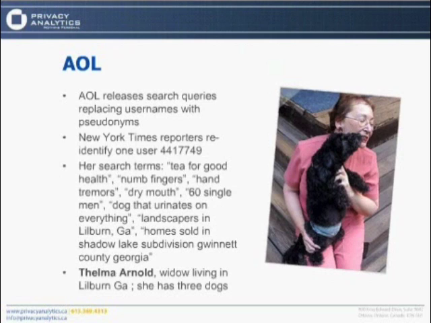So user 4417749 had entered search terms such as tea for good health, numb fingers, hand tremors, dry mouth, 60 single men, dog that urinates on everything, landscapers in Lilburn, Georgia, homes sold in Shadow Lake Subdivision, Gwinnett County, Georgia. And using those search queries, the New York Times reporters were able to figure out that user was Thelma Arnold, shown here with one of her dogs. She's a widow living in Lilburn, Georgia, and she has 3 dogs. And that's used as an example of a re-identification attack.